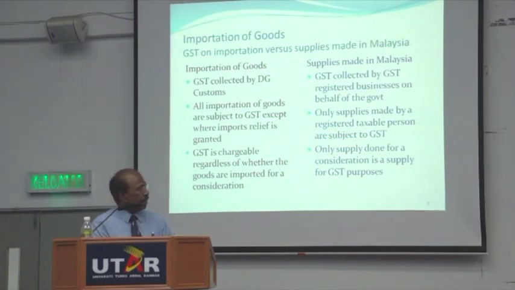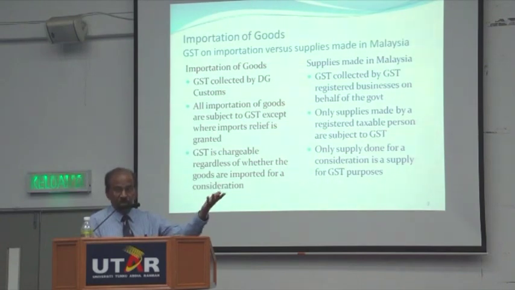Okay, let's have a quick comparison: importation versus supplies made in Malaysia. In the case of importation, customs collect the GST at the point of entry. All imported goods are subject to GST except where import relief is granted. So those goods obviously won't be charged GST. GST is chargeable regardless of whether the goods are imported for a consideration. Consideration means whether you're making payment for it or not, if you're importing it, GST will be charged.